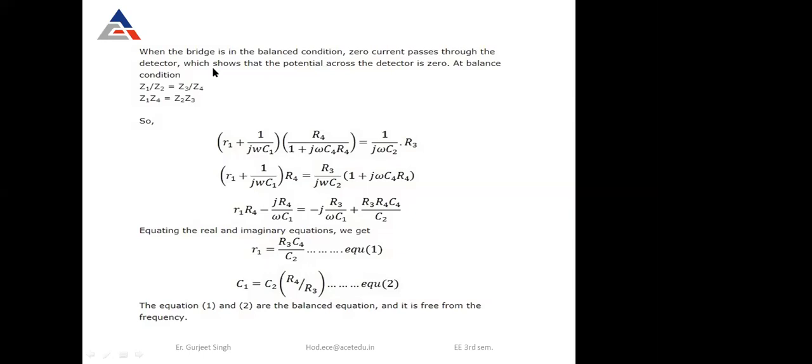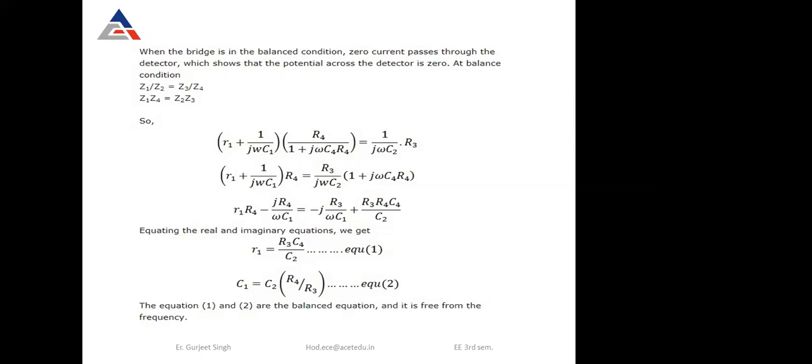So we put in the values of Z1, Z4 and Z2, Z3. Then we equate the real and the imaginary parts. From the equations, we find the R1 value and the C1 value. So these are the basic expressions for the unknown resistance and the unknown capacitance.